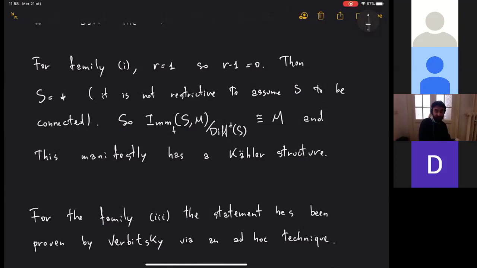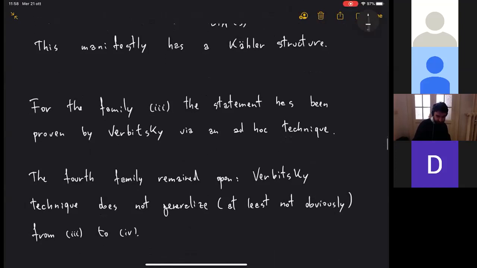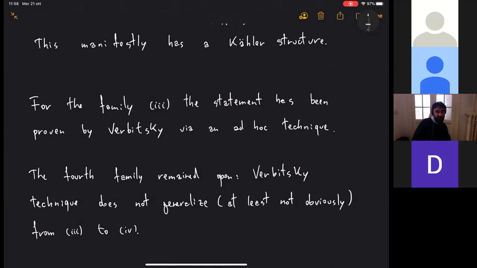So with 3 out of 4 solved, it is very tempting to conjecture that this should be true also for the fourth family. Unfortunately, the technique that Verbitsky uses for G2 does not generalize, at least not obviously, from the third family to the fourth family. So at least to my knowledge, the fourth case remains open.